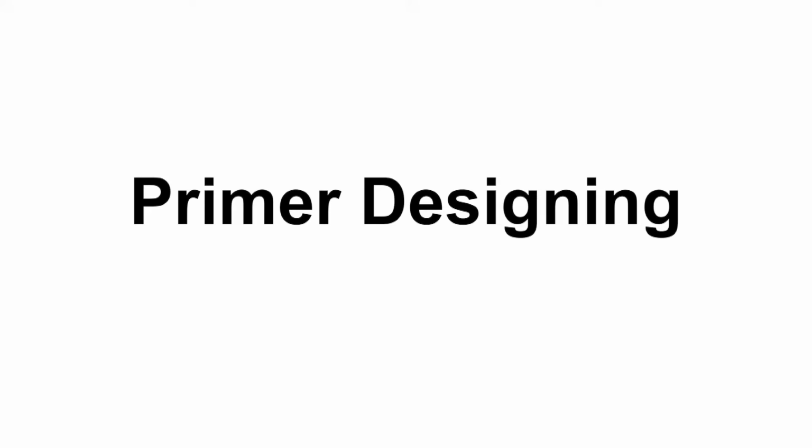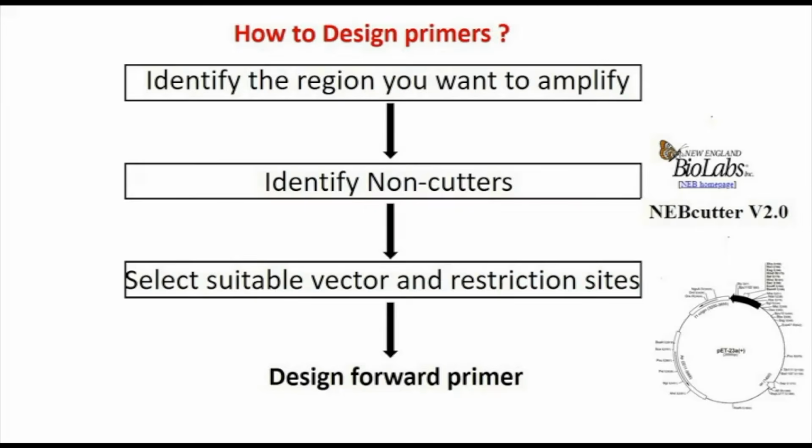Hello everyone, in this video I will show you how to design the primers and analyze them. For designing primers, first you have to identify the region of interest, which you want to amplify from any vector or any sequence. In the second step, you have to identify non-cutters. There are various softwares available, but we can use New England Biolabs NEBcutter version 2.0.